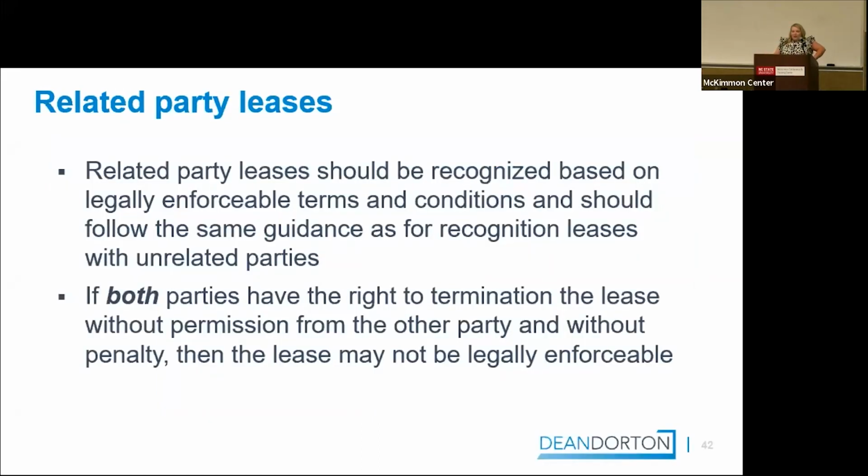All right, related party leases. They should be recognized based upon legally enforceable terms and conditions and should follow the same guidance as recognition for leases with unrelated parties. Pretty easy. However, if both parties have the right to terminate the lease without permission from the other party and without penalty, then it may not be legally enforceable and you might not have to record it. So again, it's all about how the lease agreements are structured. So you can't just say, we have this asset, we have a lease, okay, but it's not material, we don't care. You've got to do some analysis on each individual contract. So keep that in mind if you do have any related party leases.